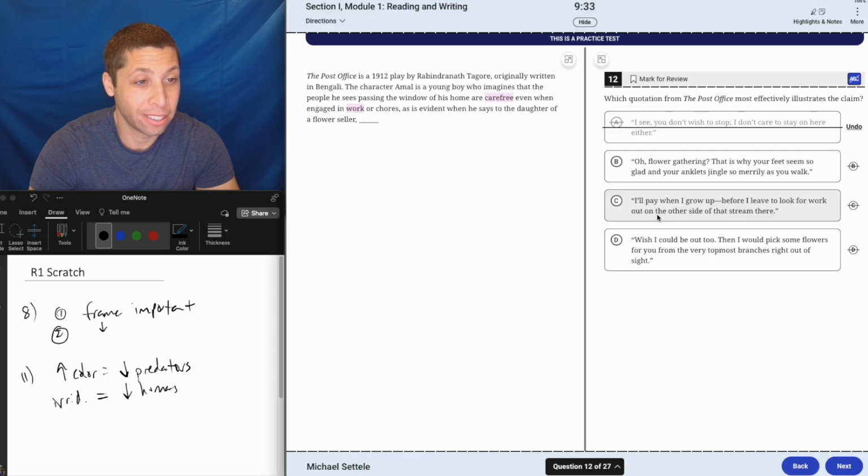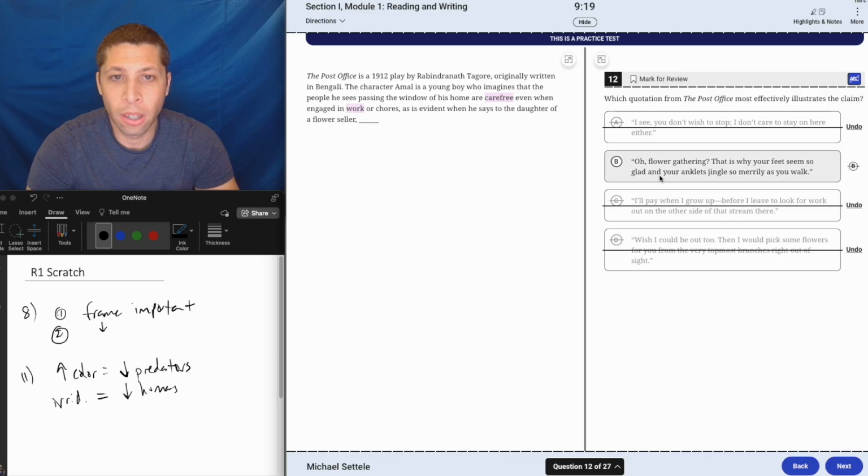Is there anything carefree there? Or, well, that's like looking for work, but it's not engaged in work. "Wish I could be out too. Then I would pick some flowers for you from the very topmost branches." So, okay. When he says to the daughter of a flower seller, okay, "That is why your feet seem so glad." That sounds carefree. "And your anklets jingle so merrily." Yeah, that's carefree. And flower gathering, yeah, you're working. That's good enough. Okay.